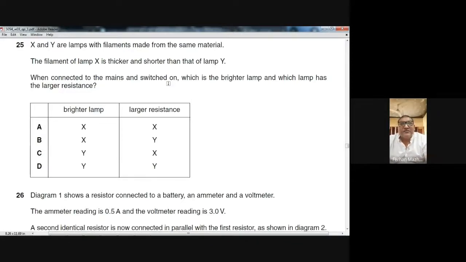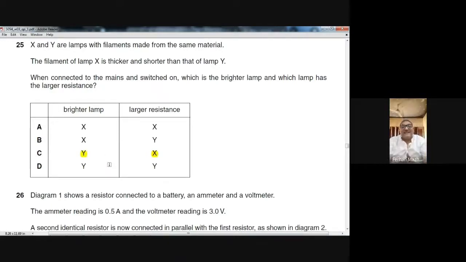The Y will have a larger resistance. But when the Y has a larger resistance, the current flowing through it will be smaller. Whereas the X, because it is thicker and shorter, will have lower resistance. The voltage is the same, but the current coming from the supply will be more for the lamp X. So its power P equals IV, the power will be larger, so it will be brighter. The brightness depends upon the power.